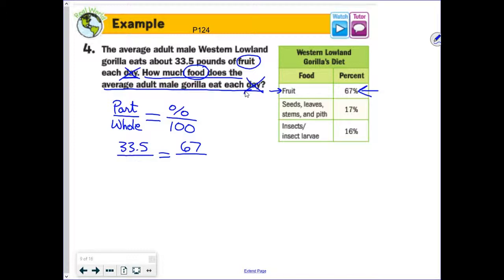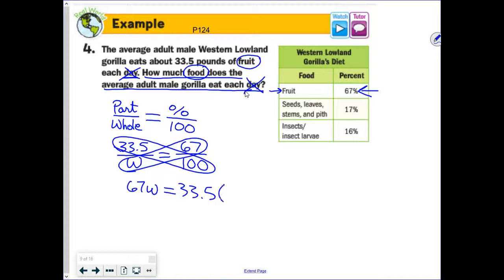That means on the bottom, 100 is going to go because the bottom right is always 100, and we are missing how much food, the whole amount that is eaten each day by a gorilla. Now I can cross multiply to solve my proportion. So I get 67W is equal to 33.5 times 100. I'm going to divide by 67 on both sides. 67s are going to cross off.